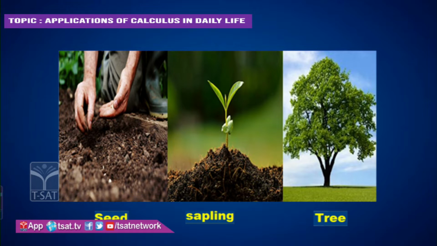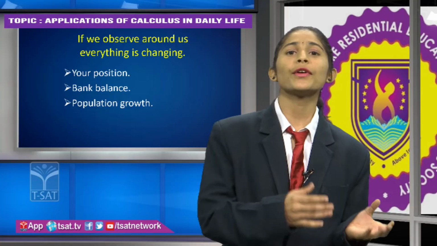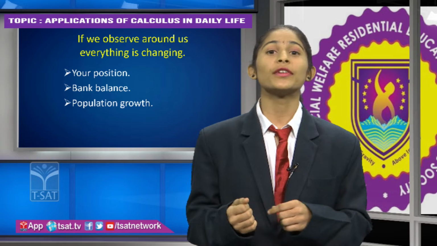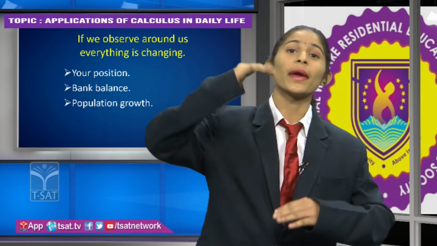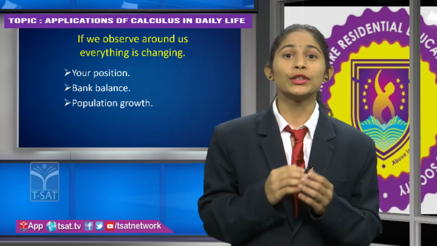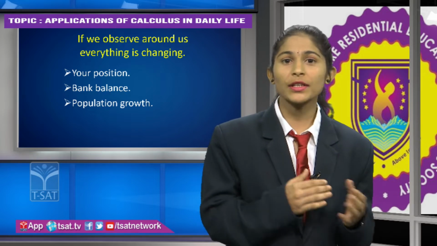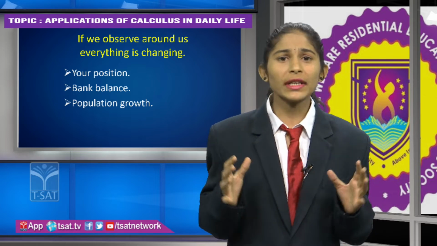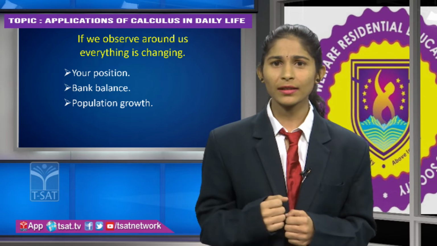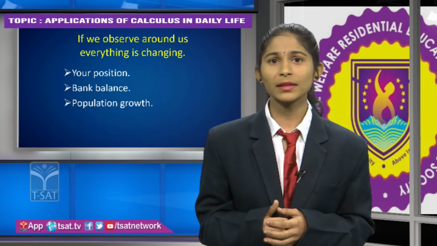If we observe around us, everything is changing. For example, your position keeps on changing with respect to time or surroundings. Bank balance may increase or decrease due to change in interest rate. Change in population with respect to change in years. How can we determine these changed quantities? How are these changes related to mathematics?